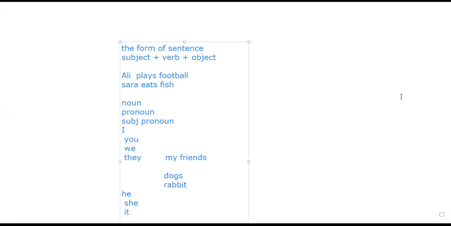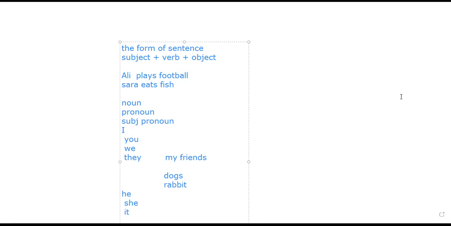Bravo. So we will make a revision about the form of the sentence: subject plus verb plus object or complement. The subject is made of two parts, noun and pronoun. A noun is the name of a place, animal, person, or thing. Pronouns: the first part is subject pronouns like I, you, we, they, he, she, and it.